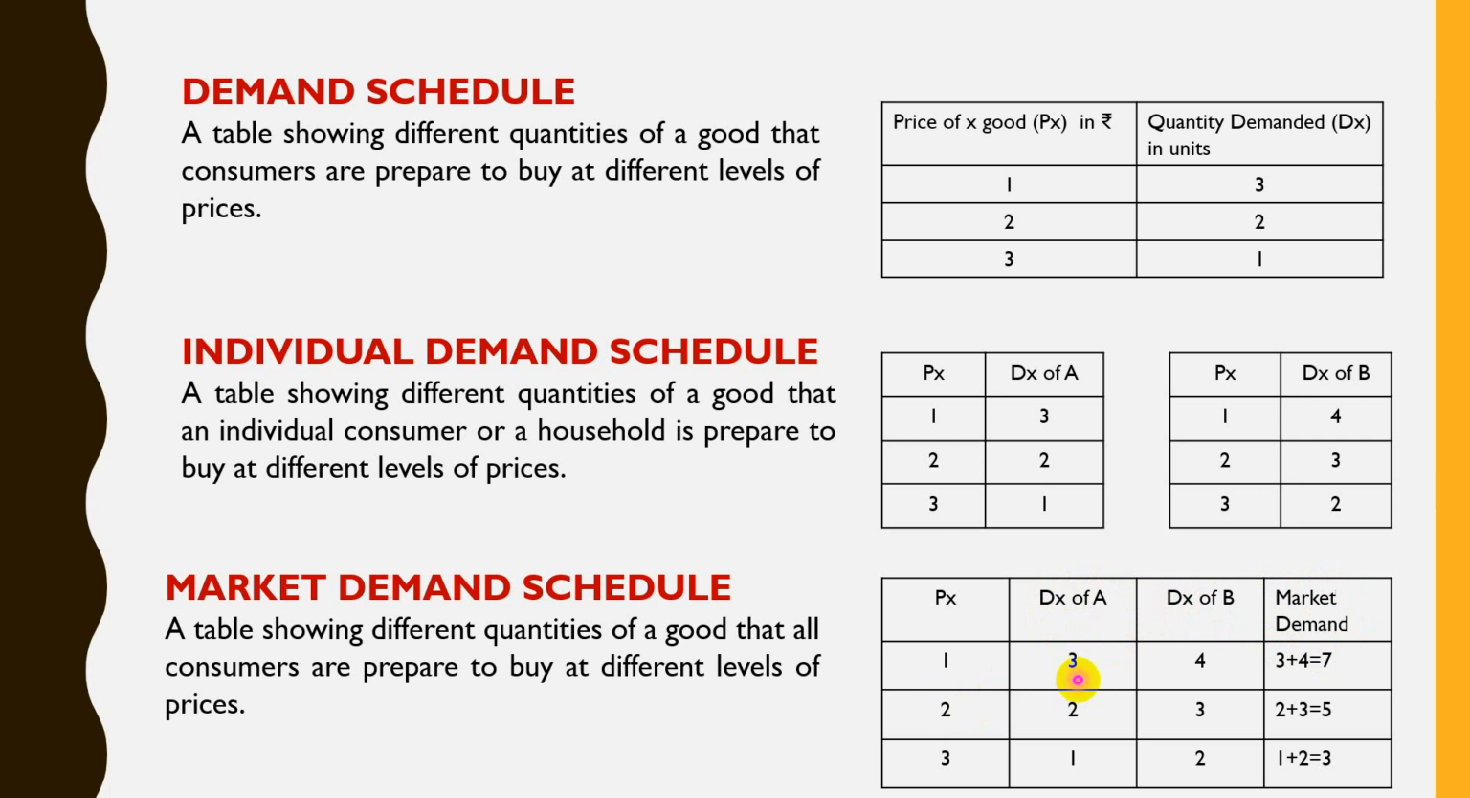So at rupees 1, A demands 3 and B demands 4, so the market demand is 3 plus 4, 7 units. At rupees 2, A's demand is 2 units and B's demand is 3 units, so the market demand will be 2 plus 3, 5 units. At rupees 3, A's demand is 1 and B's demand is 2, so the market demand will be 1 plus 2 is equal to 3 units. This is the price and this is the market demand. This is the market demand schedule.